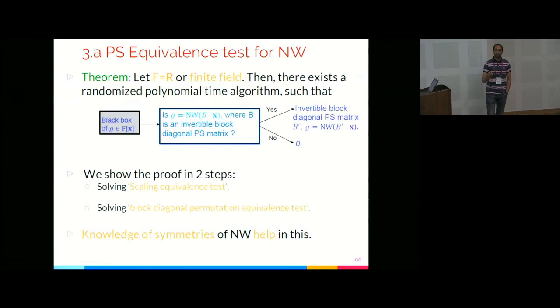And again, let me quickly go over the proof of this test. We solved this test in 2 steps. We first solved the scaling equivalence test for this, and then we solved the block diagonal permutation case when the blocks on the diagonal are now permutation matrices. Okay, and let me stress this fact again, that these results are implied from the knowledge of the group of symmetries of design polynomials. So this is how structural properties like the group of symmetries help a lot in designing algorithms.